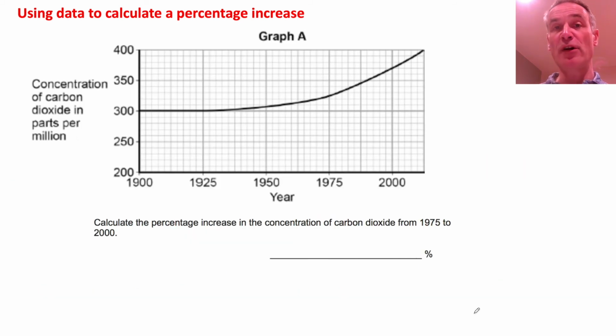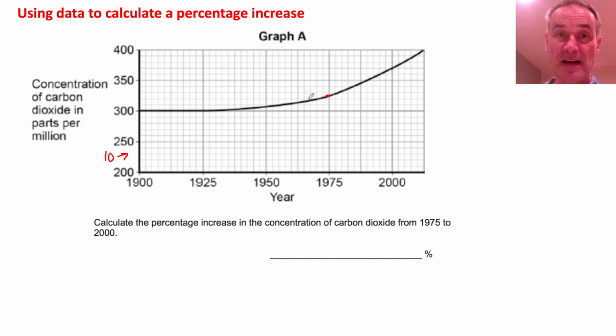So finally, on the percentage ones, we're going to quickly check that we can do this one. So we've got concentration of carbon dioxide in parts per million. And it says calculate the percentage increase in concentration of carbon dioxide from 1975 to 2000. So first of all, I'm going to check I understand this scale. In 50, I've got 5 squares, so each square is worth 10. So I'm just going to make sure I know that there.